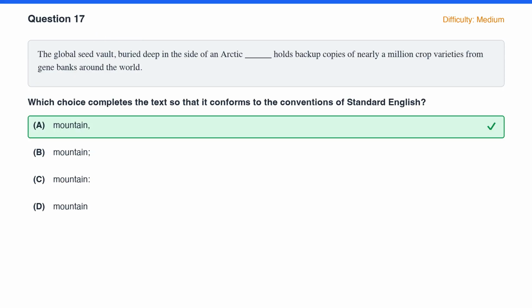The phrase about the Arctic mountain is non-restrictive, set off by a matching pair of commas. The comma after vault opened the pair, so a comma after mountain closes it. Takeaway: when a sentence interrupts itself with extra detail, both ends need the same mark.